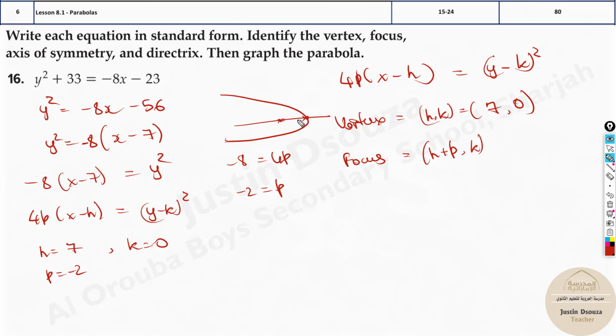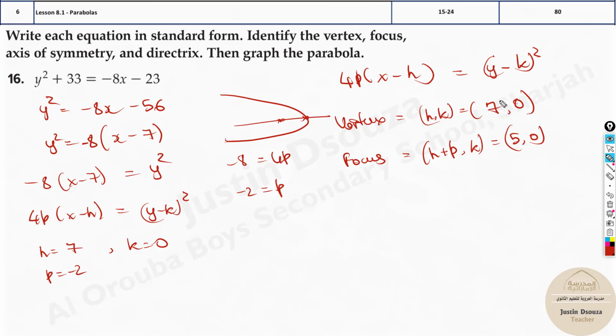1 minute. Yes, this is correct. Even I just got confused. Now this changes. So what we will have to do is h minus p. So what is h? 7. What is p? Minus 2. So h plus p will be 7 plus of minus 2, it will be 5 over here. 5 comma 0.